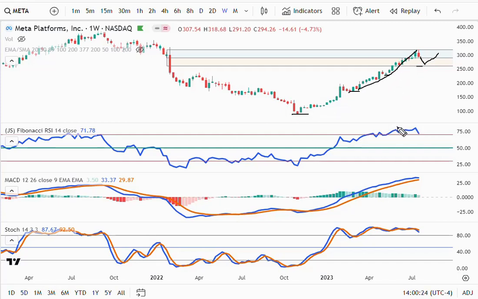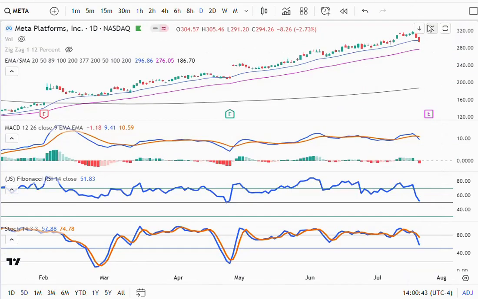You can see that RSI is way overbought, so maybe some consolidation brings it closer to the 50 level. MACD remains well above. So I'm not seeing any sort of weakness in Meta either on the price action or momentum on a weekly basis at this point. But I do know that there's some weakness in price action on a daily basis.